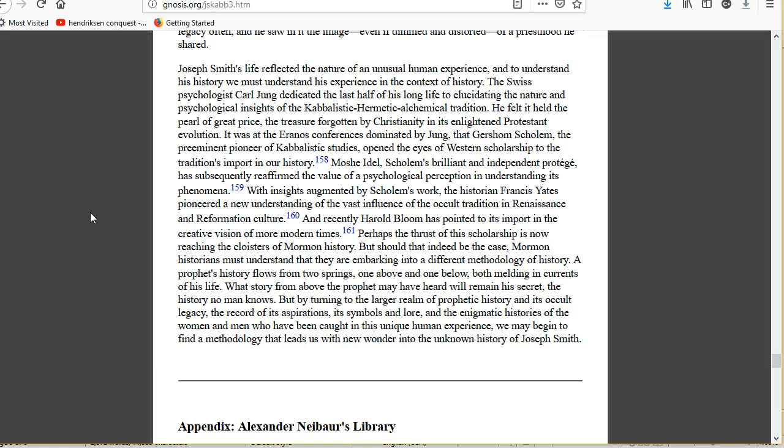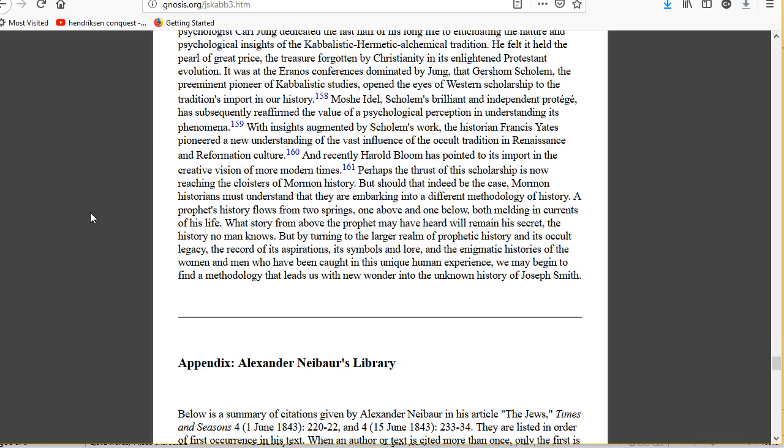The Swiss psychologist Carl Jung dedicated the last half of his life to elucidating the nature and psychological insights of the Kabbalistic Hermetic alchemical tradition. He felt it held the pearl of great price, the treasure forgotten by Christianity in its enlightened Protestant evolution. It was at the Eranos conferences dominated by Jung that Gershom Scholem, the preeminent pioneer of Kabbalistic studies, opened the eyes of Western scholarship to the tradition's import in our own history. Moshe Idel, Scholem's brilliant and independent protege, has subsequently reaffirmed the value of a psychological perception in understanding its phenomena.